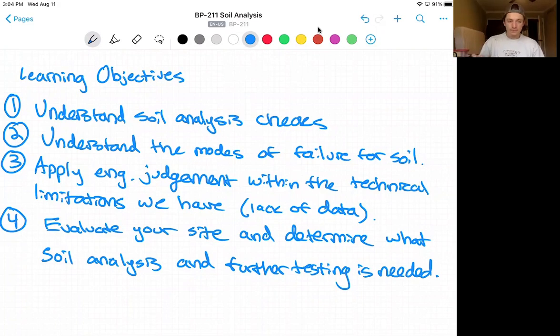Learning objectives for this section on soil are as follows. First, we want to understand the soil analysis checks. Second, we want to understand the modes of failure here. Third, we want to be able to apply engineering judgment within the technical limitations we have, i.e. lack of data and ability to test soil in a timely fashion, or the finances to test the soil, at every site we have. And four, evaluate your site and determine what soil analysis and further testing is needed, if any.